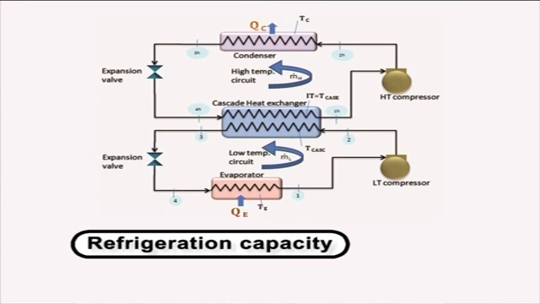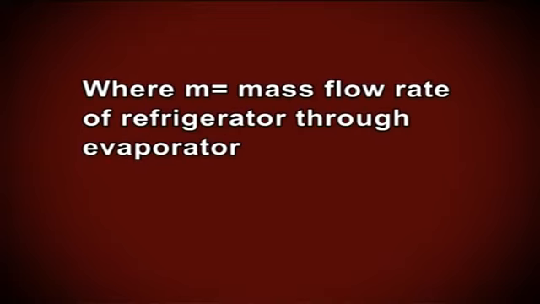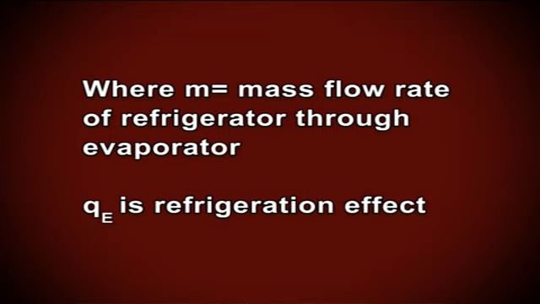Refrigeration capacity. The rate at which the system will absorb heat from the refrigerated space or substance is known as refrigerating capacity. It is represented as Q_E = m × q_E kJ/s, where m equals the mass flow rate of refrigerant through the evaporator and q_E is the refrigeration effect.